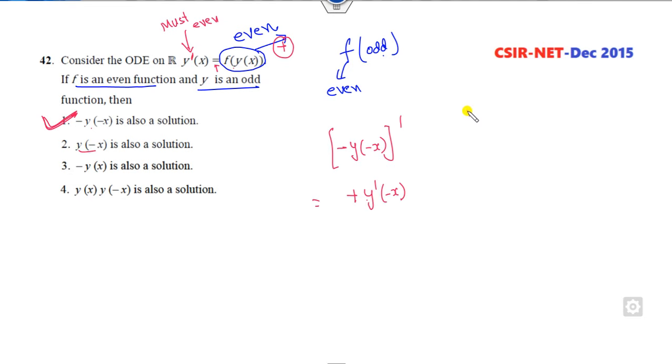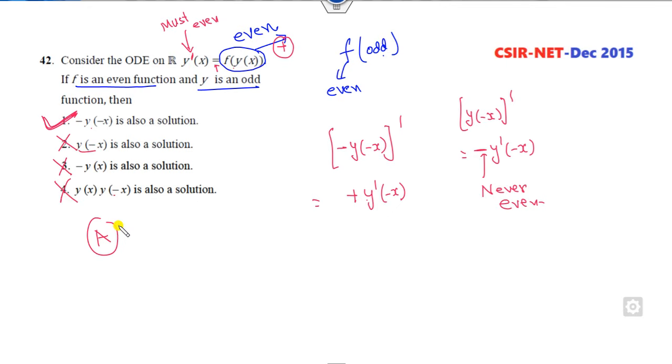Look at that. If you take the derivative of this, what will happen is y dash, if you take the minus, is a negative. So once it is negative, it can never be an even function. So this option is cancelled, again this is cancelled, because of this negative again cancelled. Right answer is my A.